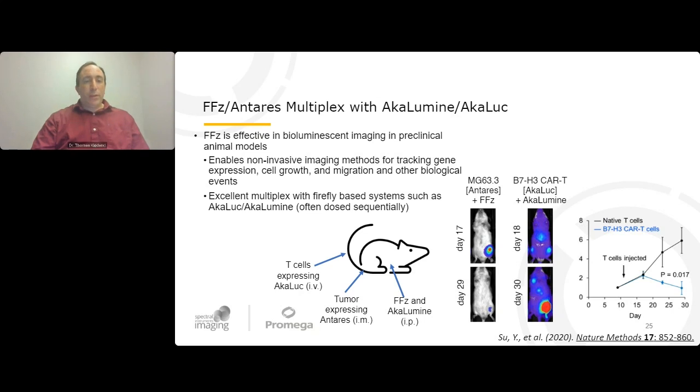And so here's an example of that sequential injection. So on day 17, FFZ was injected and the tumor lights up brightly. On day 18, you can see the T cells still have not established well, so you get a fairly diffuse and non-bright signal. Then on day 29, with the T cells that are responsive to the tumor, you can see that on FFZ injection, you get a very faint signal. This is due to the tumor having been mostly eradicated. But you see that the T cells are still quite present, and you see quite a bright signal from the AkaLuc AkaLumine system showing the T cells still at the site where the tumor is being eradicated.